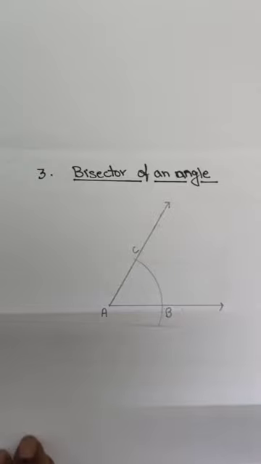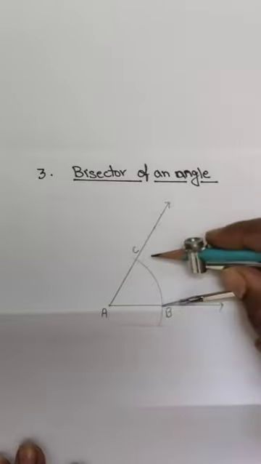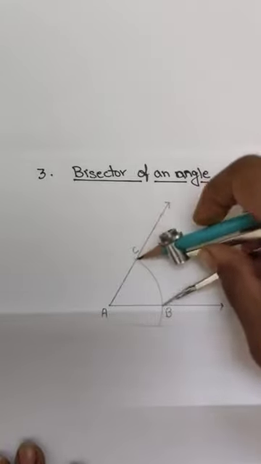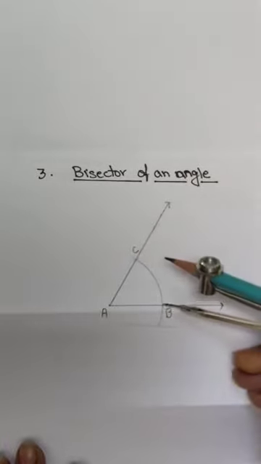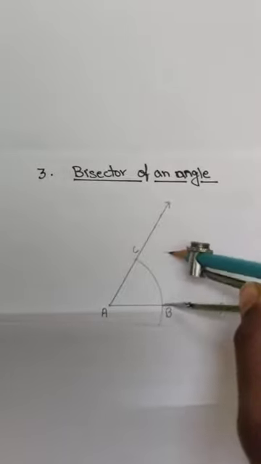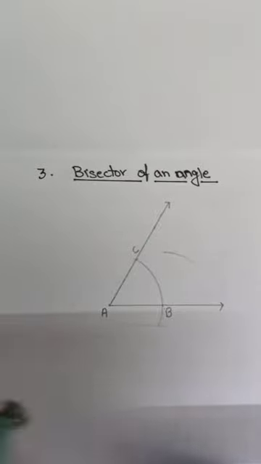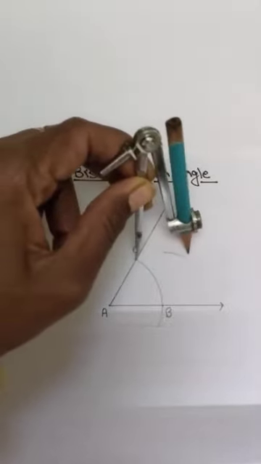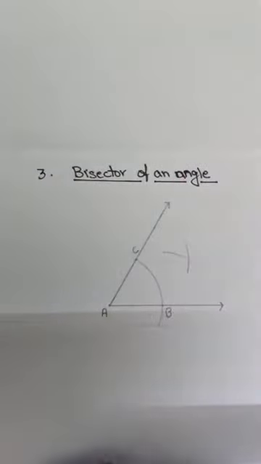Now with B as a center and taking the same radius, actually we have to take more than half. It is equal to BC, so this also we can take because equal to BC is also more than half. So with B as a center and taking the same radius, draw one arc. Now with the same radius, from C, draw one more arc which cuts the previous arc.